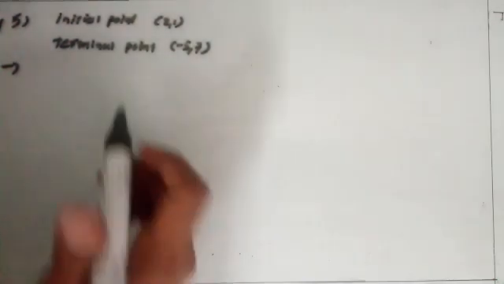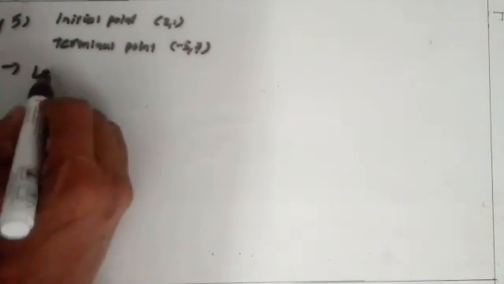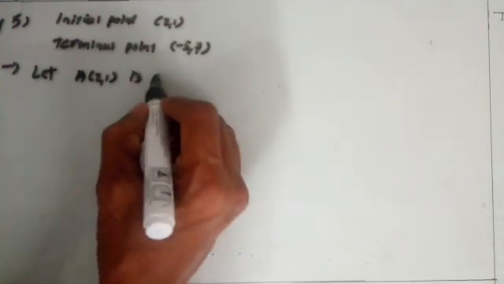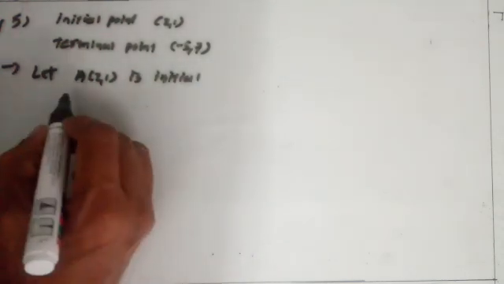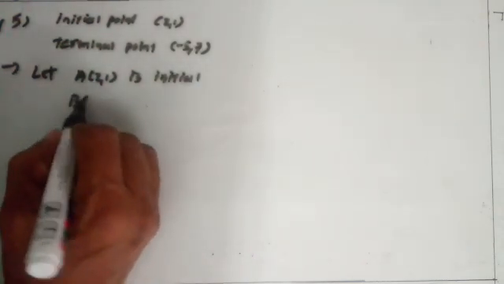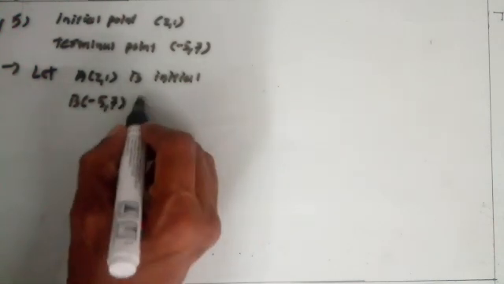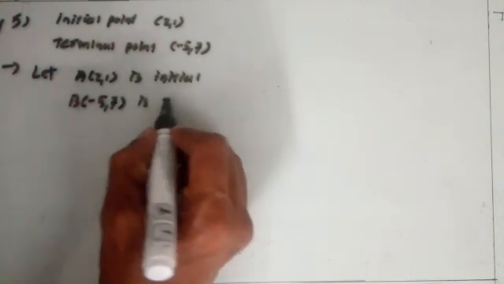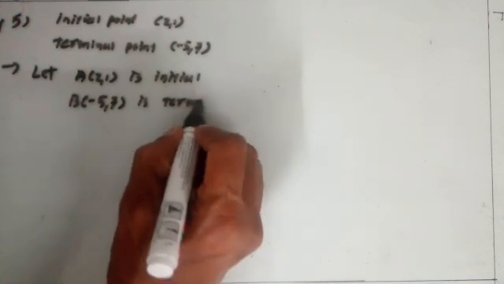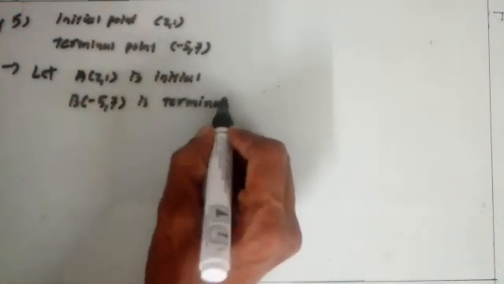First denote both points by A and B. Let A(2, 1) be the initial point and B(-5, 7) be the terminal point.